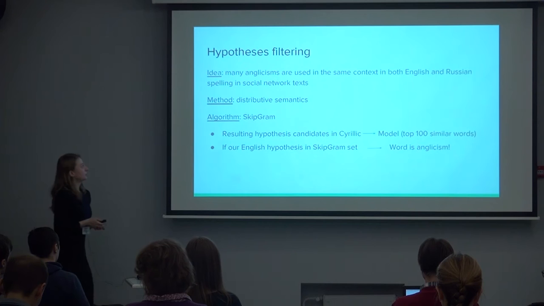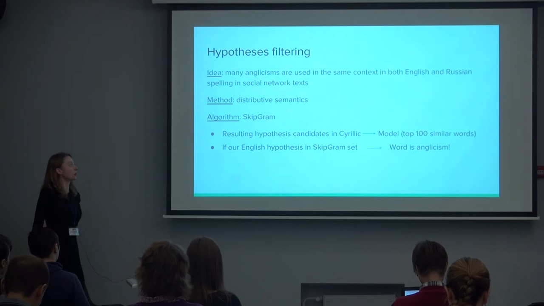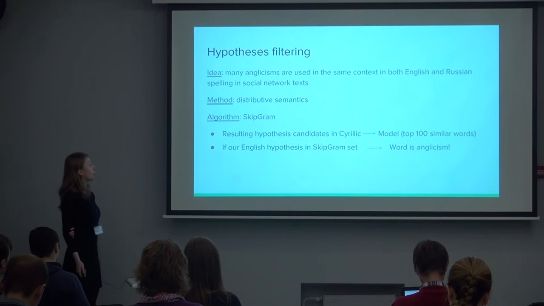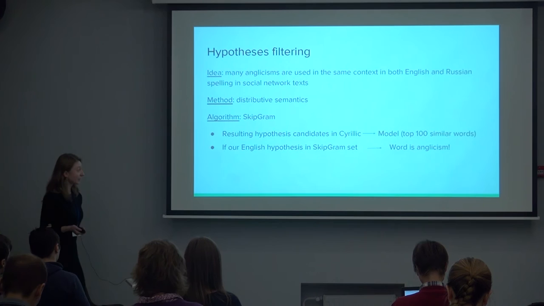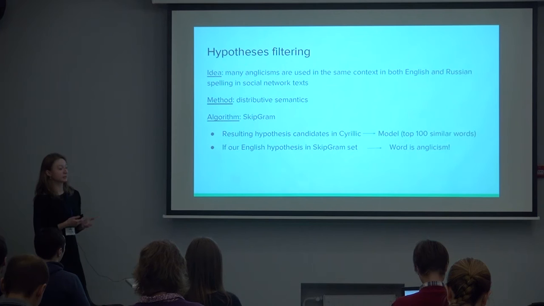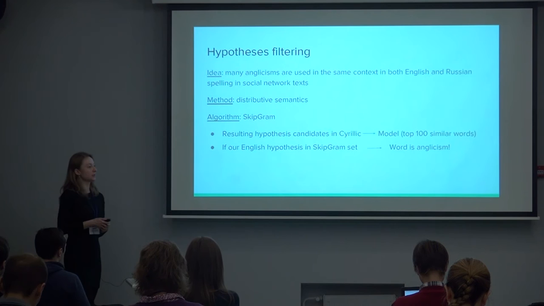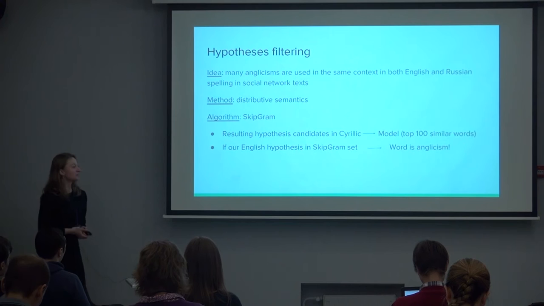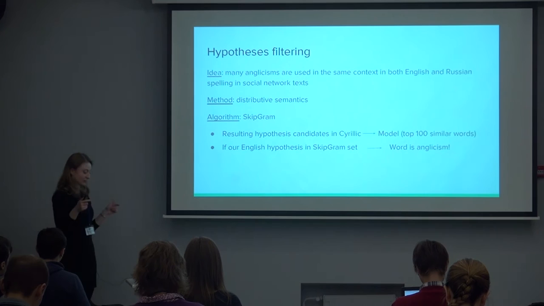As you know, many anglicisms are used in the same context in both English and Russian spelling in social texts. We assume that it's so, so we decided that distributional semantics should filter cases of anglicisms this way. We trained a skipgram model and checked our resulting Cyrillic candidates in this model. We took the top 100 similar words, and if our English hypothesis is among these top 100 words in the skipgram set, we decided that the word is proved to be an anglicism.